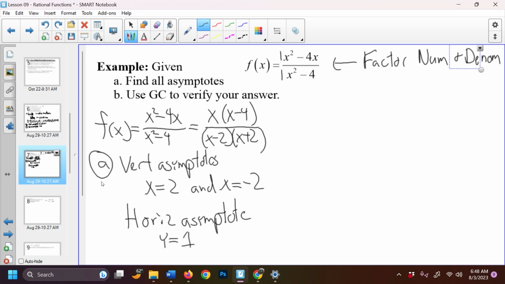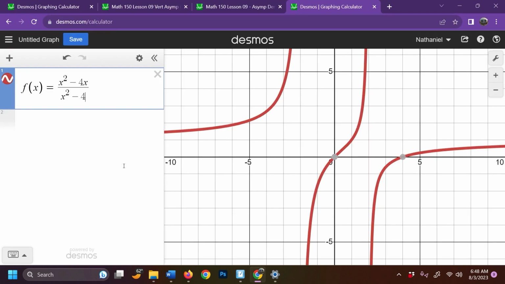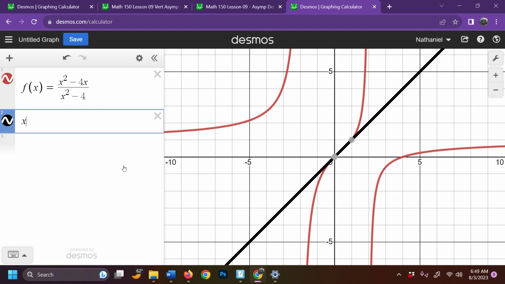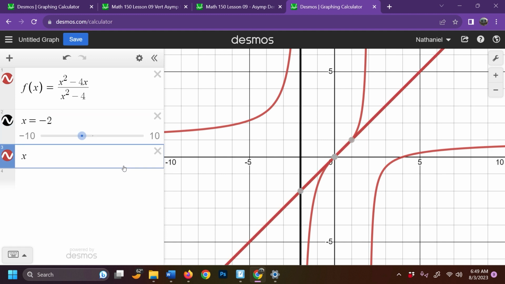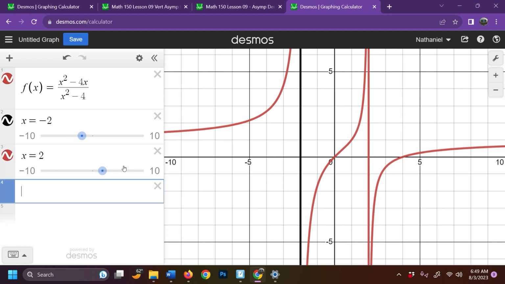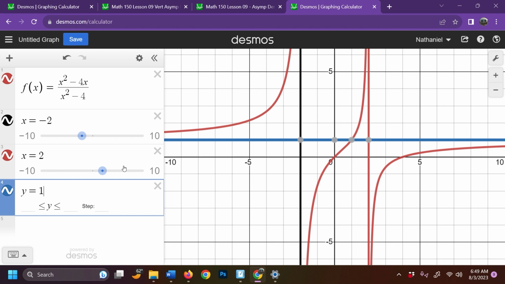And again, if we go to Desmos, we can see that. Here we can see I have entered x squared minus 4x all over x squared minus 4. If we type in the vertical asymptotes first, x equals negative 2, x equals positive 2, and y equals 1, we can in fact see that all of our asymptotes do look like they are going to match up.